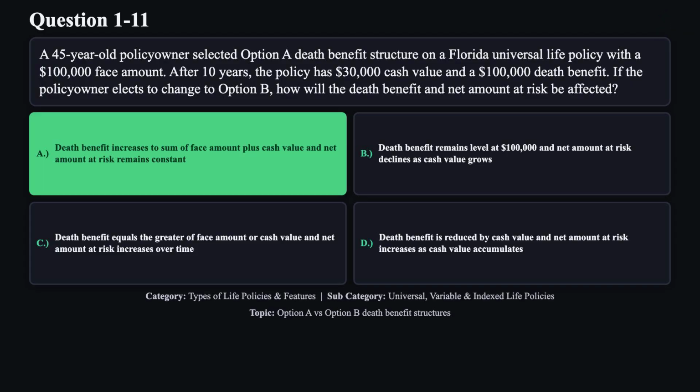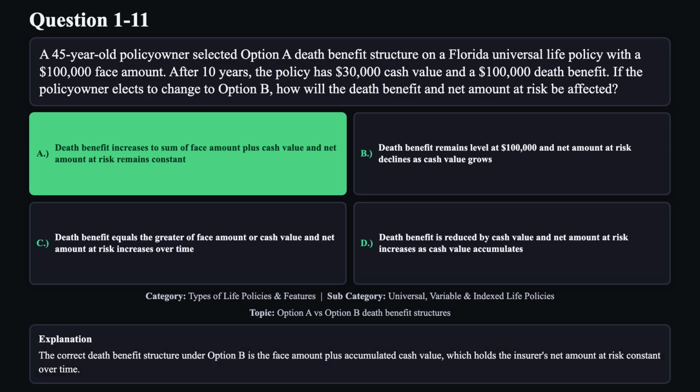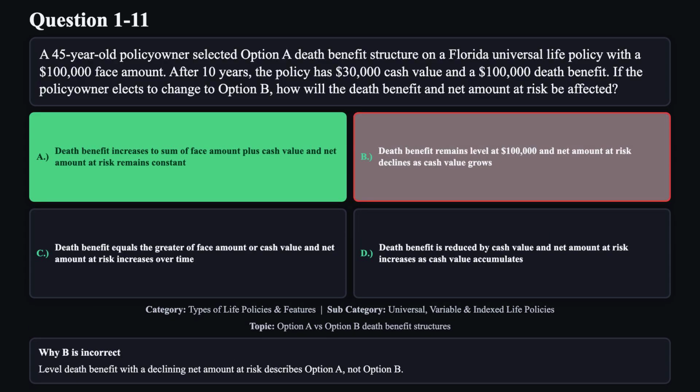The correct answer is A. The correct death benefit structure under option B is the face amount plus accumulated cash value, which holds the insurer's net amount at risk constant over time. Reason B is not correct. Level death benefit with a declining net amount at risk describes option A, not option B.